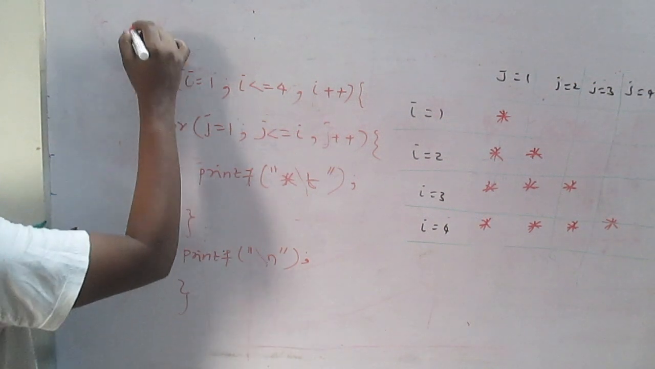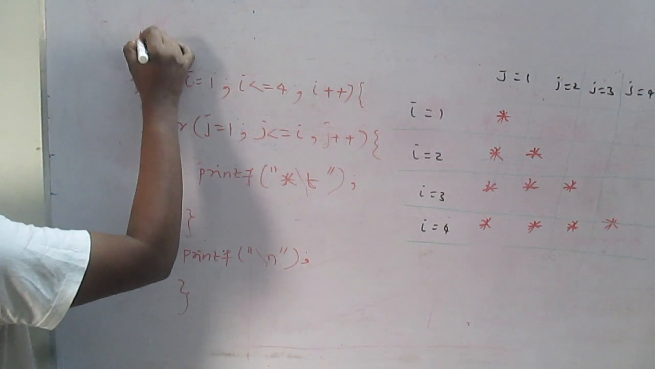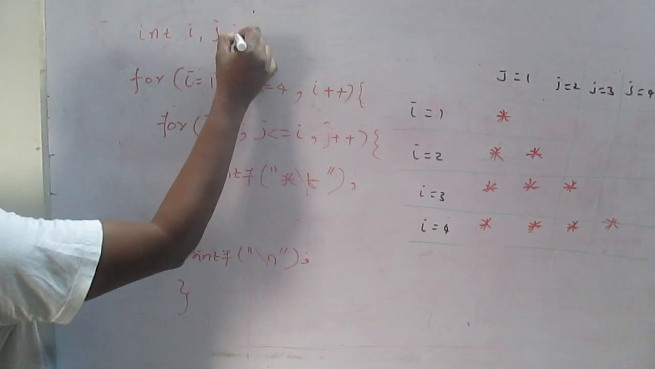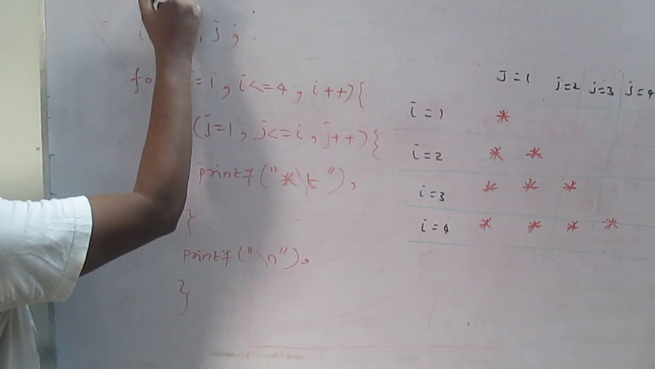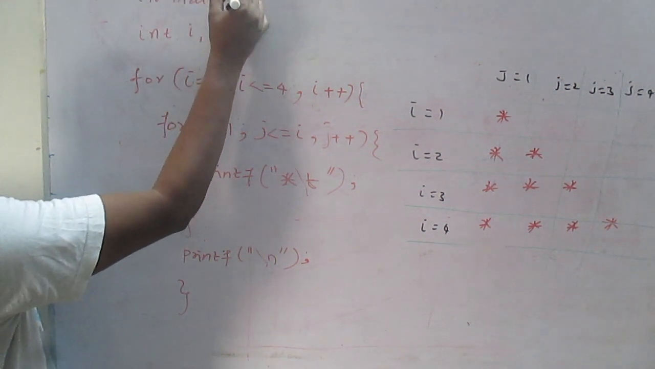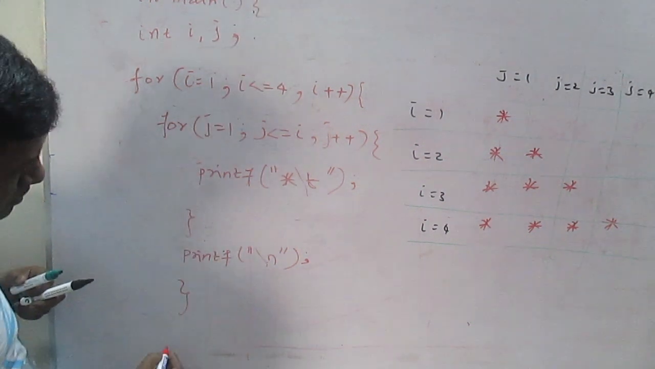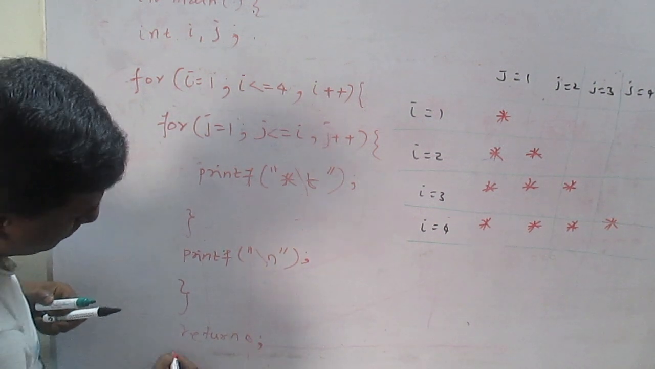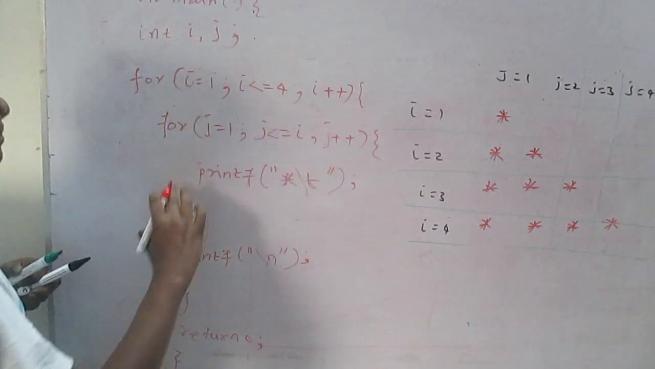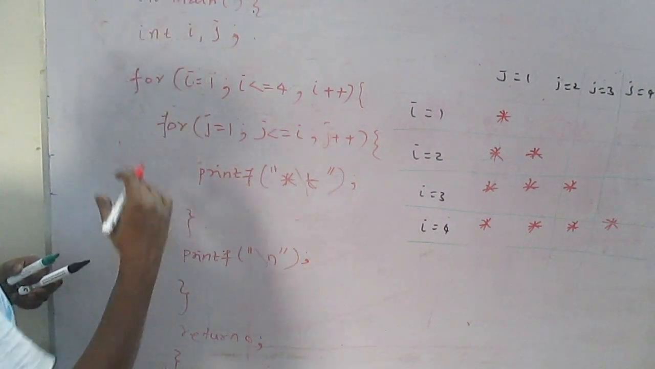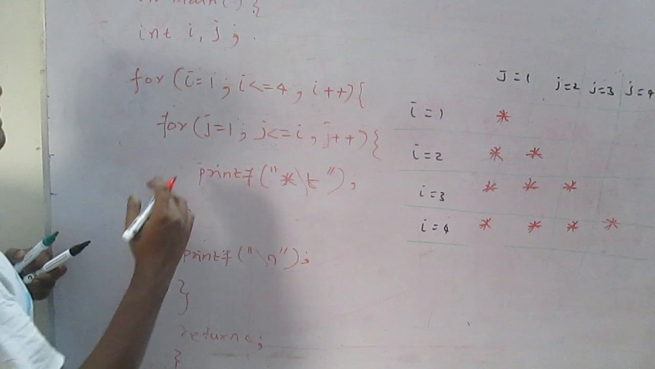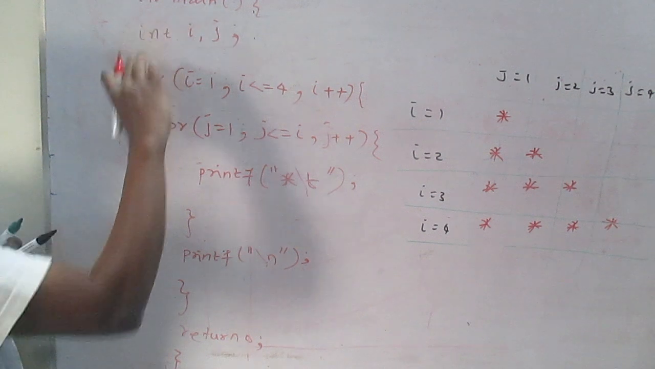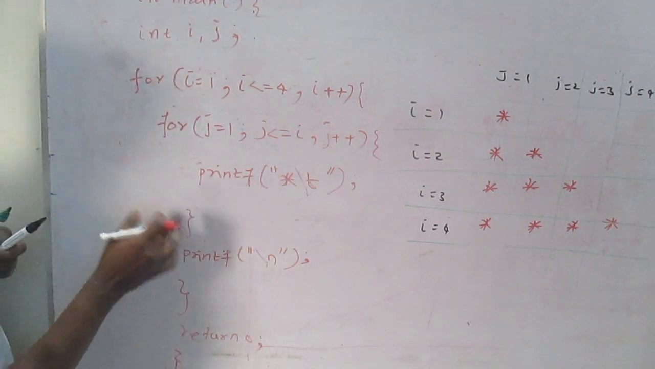Before that, we all know we need to declare the variables. We have two integers, i and j, so we need to declare them. So int main, then we open, and here we write return 0. I did not write the complete program, because a complete program starts with hash include stdio.h, so I did not do it. We have written the main body of the program.